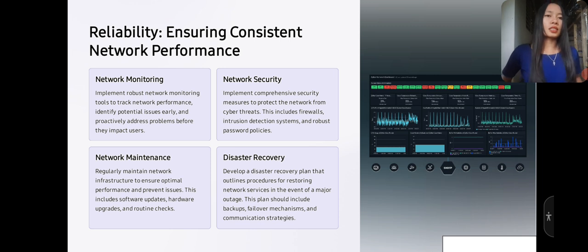And the last is disaster recovery. Develop a disaster recovery plan that outlines procedures for restoring network services in the event of a major outage. This plan should include backups, failover, and communication strategies, and that is ensuring consistent network performance.